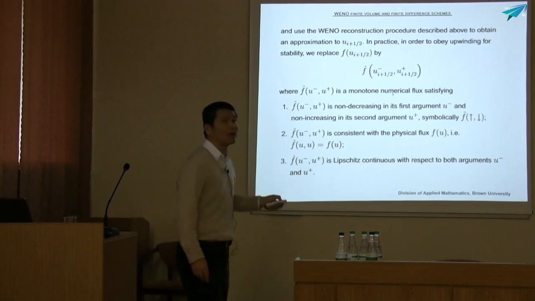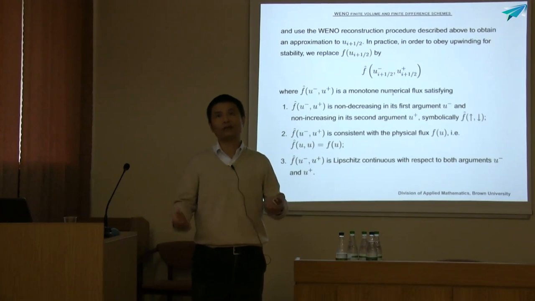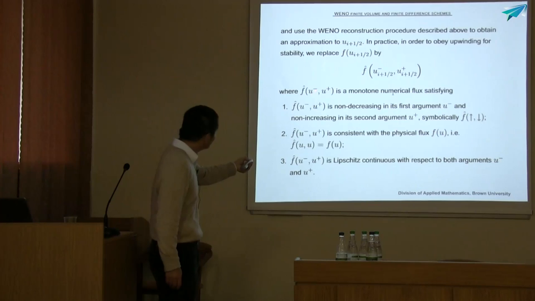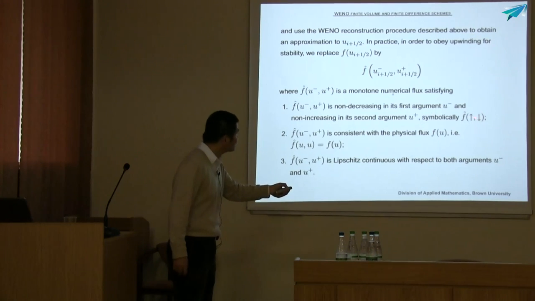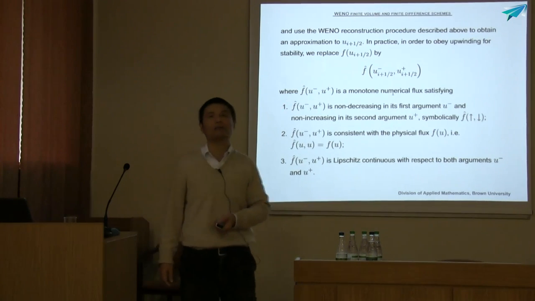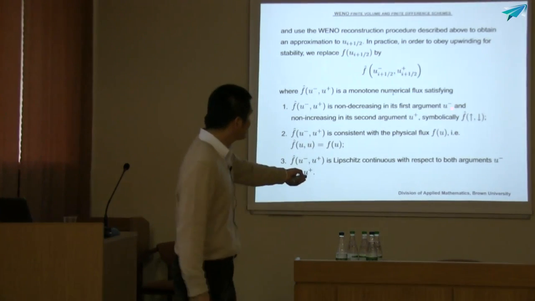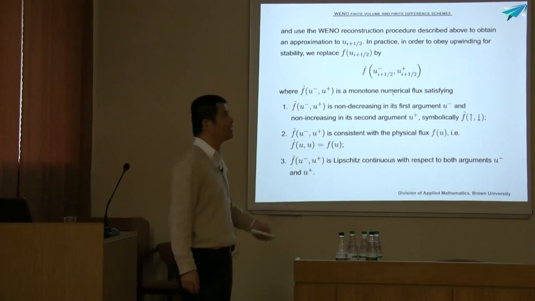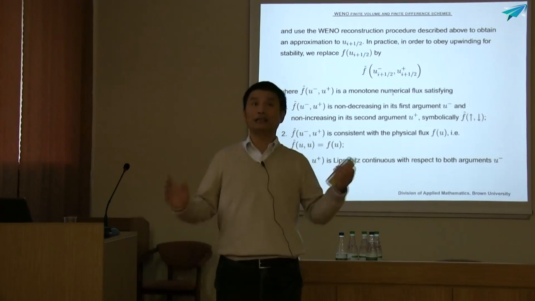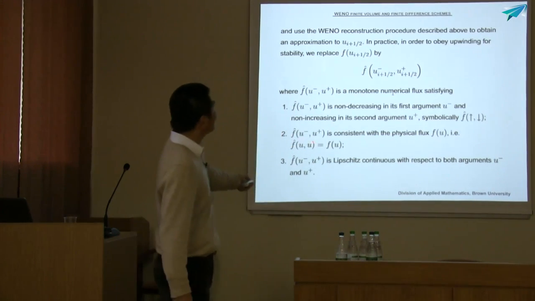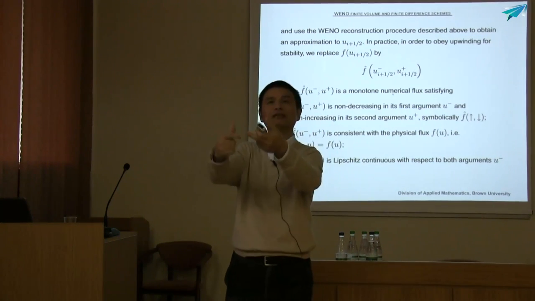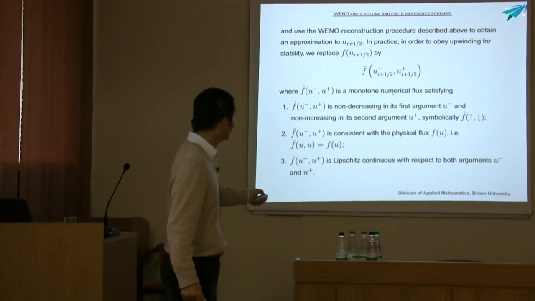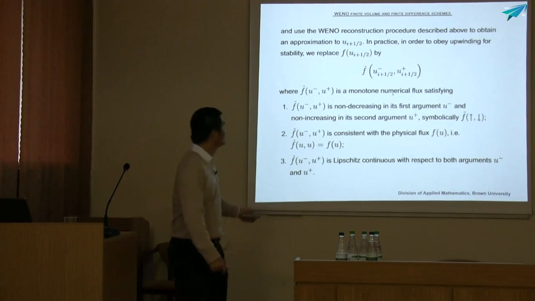It is a function of two variables rather than one. You know, f of u is a function of just one variable u. F hat is a function of two variables, u minus and u plus. It is increasing in the first argument and decreasing in the second. This is the most important property for f hat, for the monotone flux f hat. Basically, you want it to be increasing in the first, decreasing in the second, which, when you write it out carefully, is upwinding. The other two are sort of trivial requirements. For example, it should be consistent with the physical flux. In other words, if the function agrees on the left and on the right, u minus equals u plus, you certainly want to recover f of u. That's consistency. And you need some kind of smoothness, which is Lipschitz continuity.